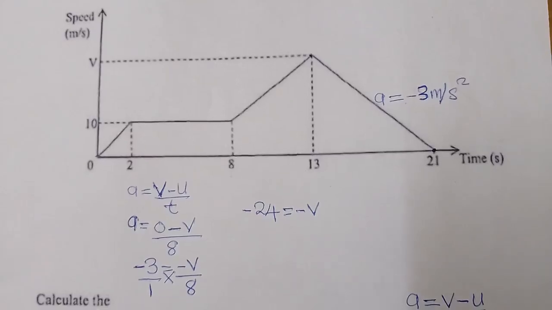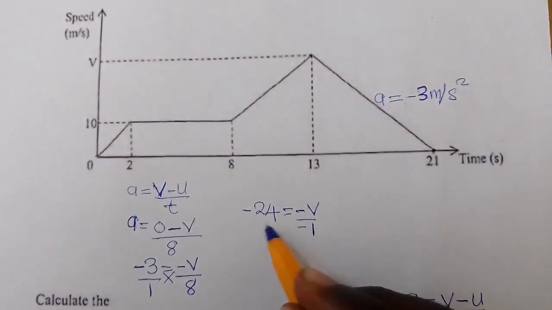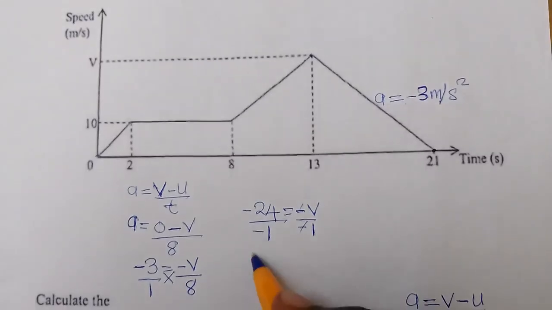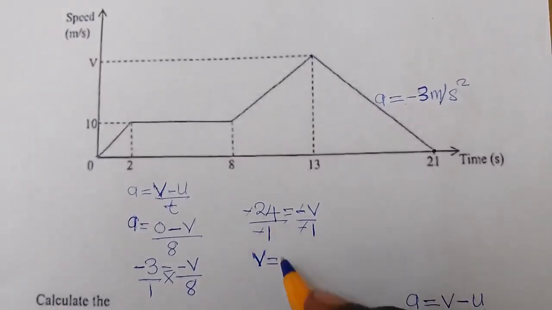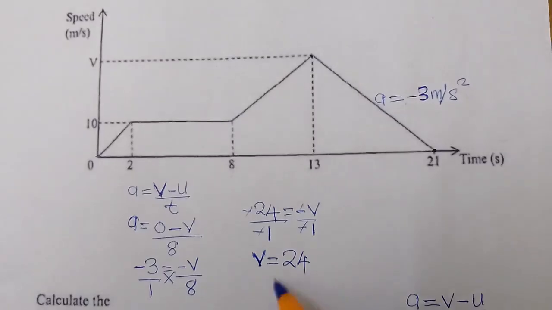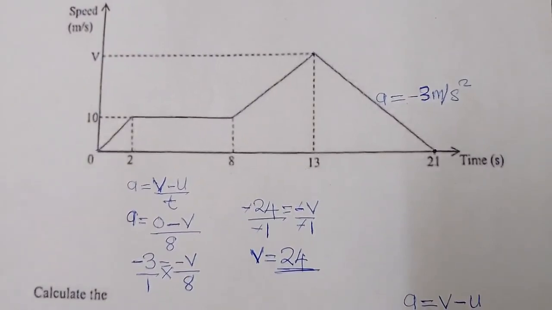Have you seen? From here, you divide both sides by negative 1 so that you cancel out the negative. Negative cancelled, we remain with V, which is equal to 24. So that is your V. Your V is 24. This is how you need to calculate V. So we use the formula. These are the formulas that we need to use.